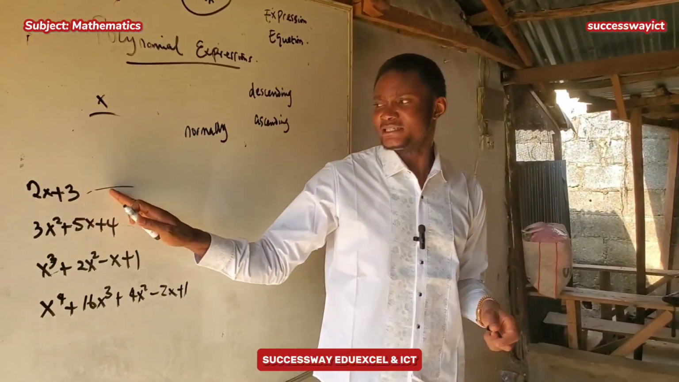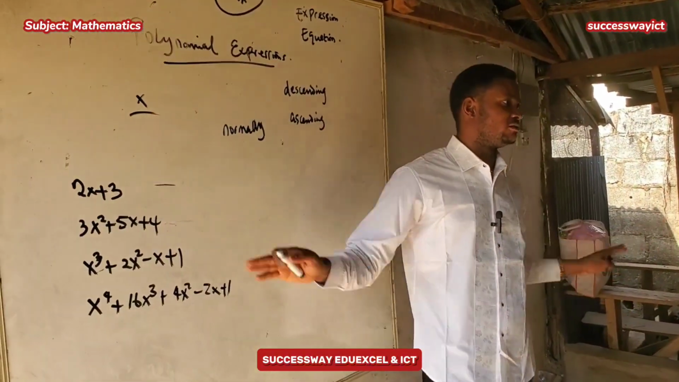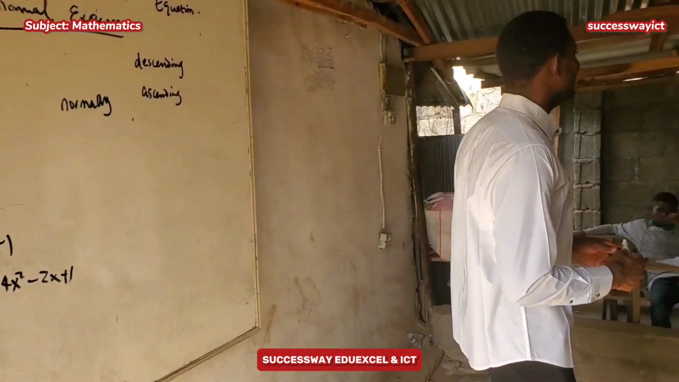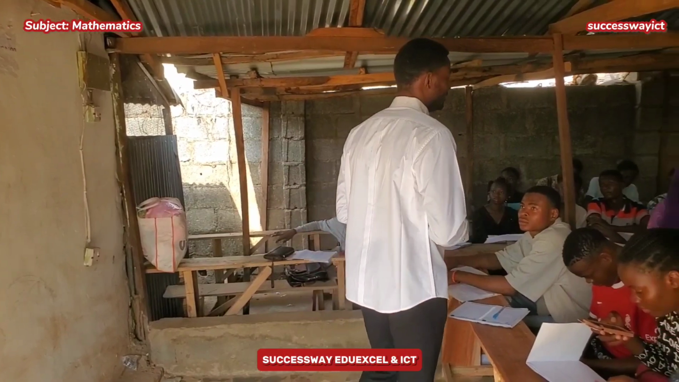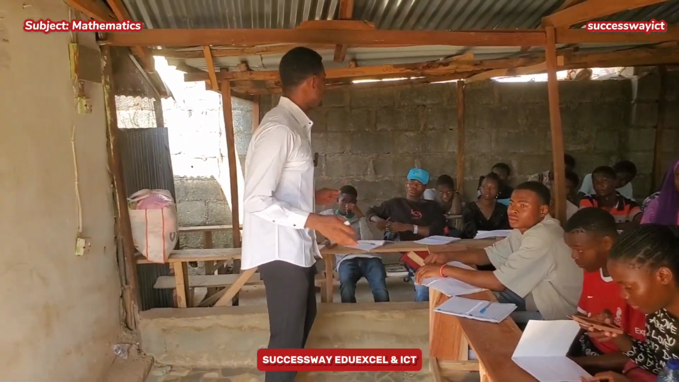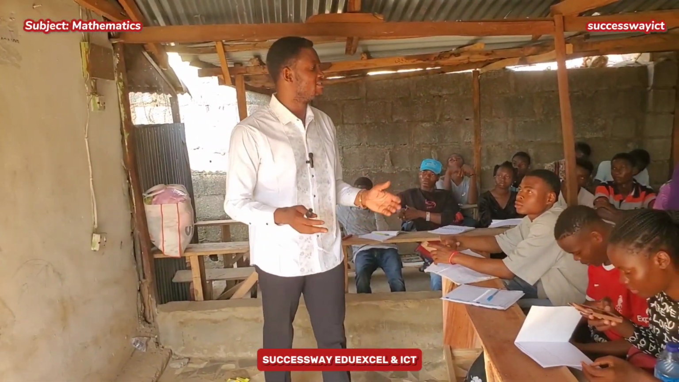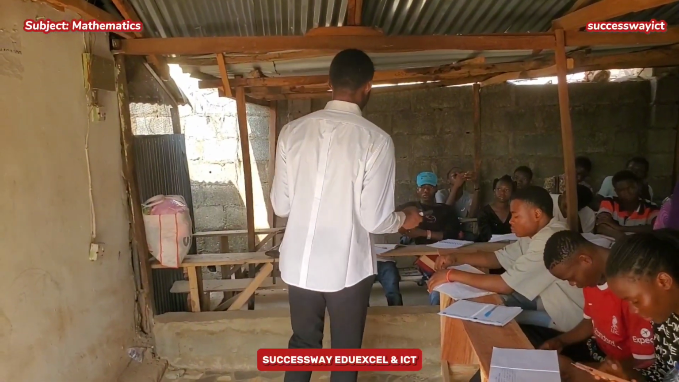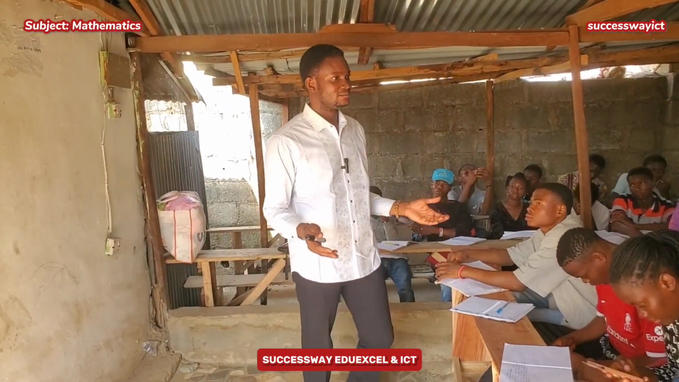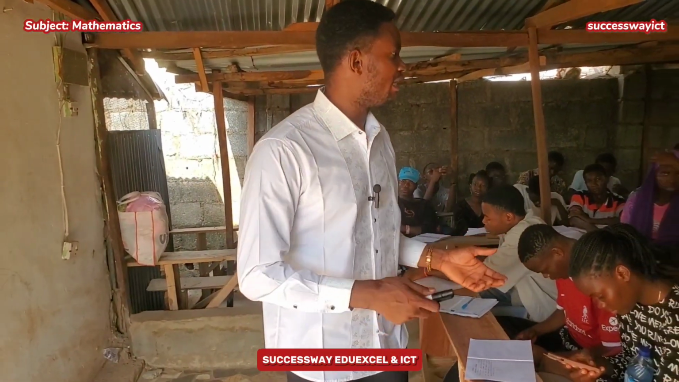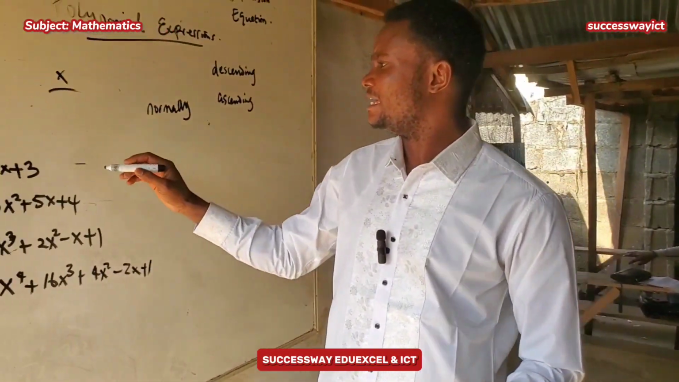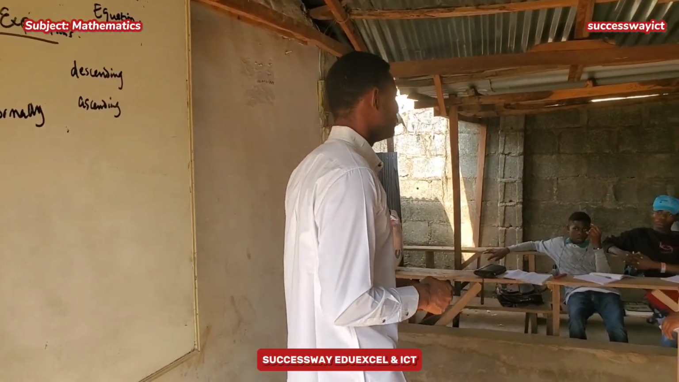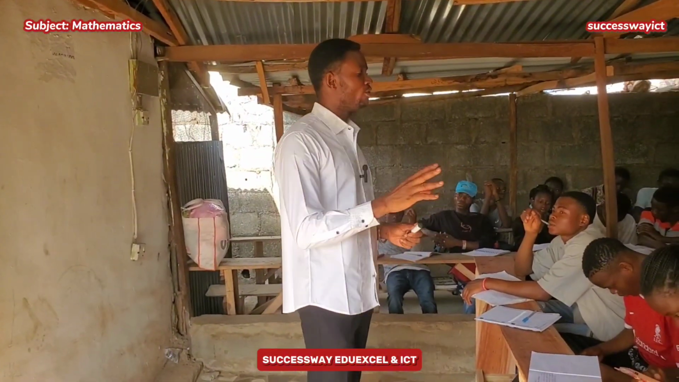Now, this is just an expression. An expression does not have an equality sign. An expression is not equated to anything. It's just like a mathematical phrase. You know what a phrase is in English? That's just an expression. But if I come here and I say this is equal to 10, this becomes an equation. You must know the differences.